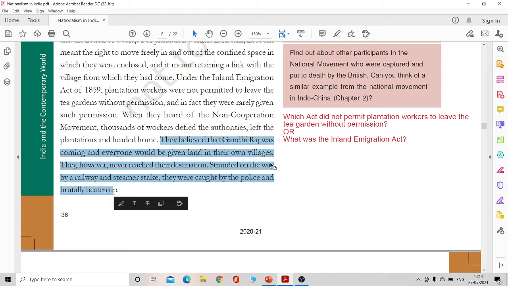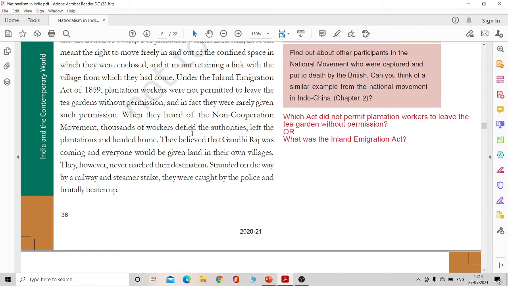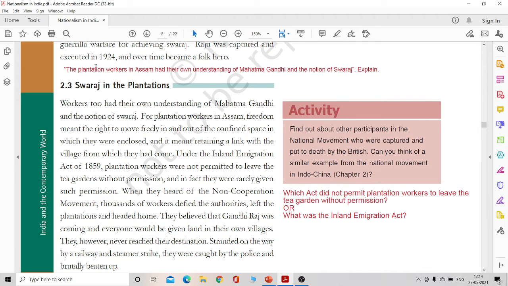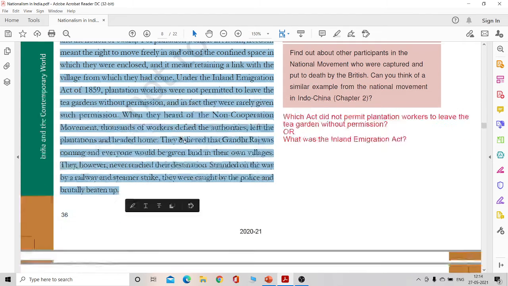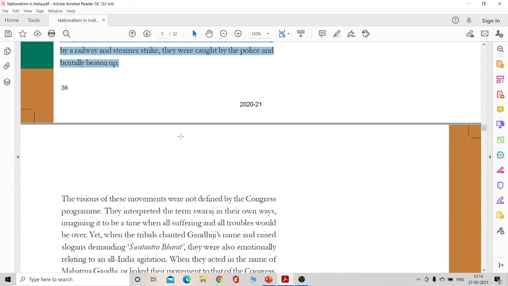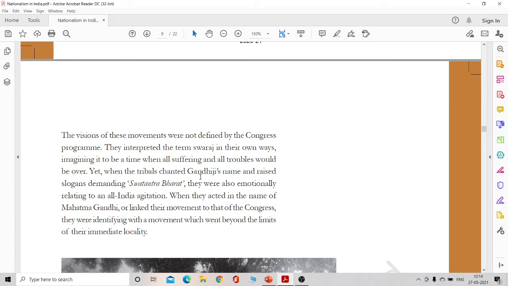Of course, there were strikes held and they were caught by the police and brutally beaten up. This was the reaction. So when a question comes about plantation workers and their understanding of Swaraj or their participation, then you can write this part as the answer, right?